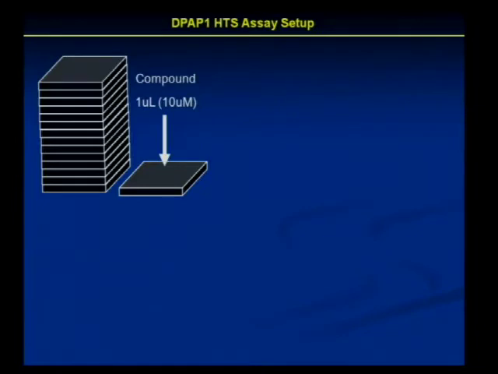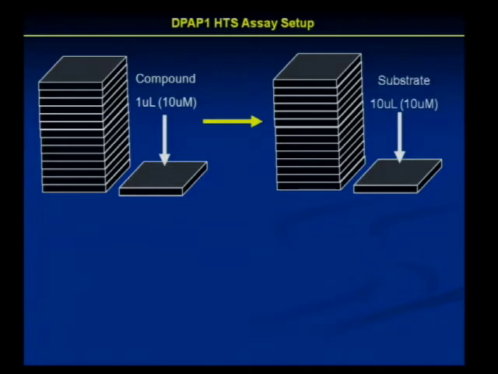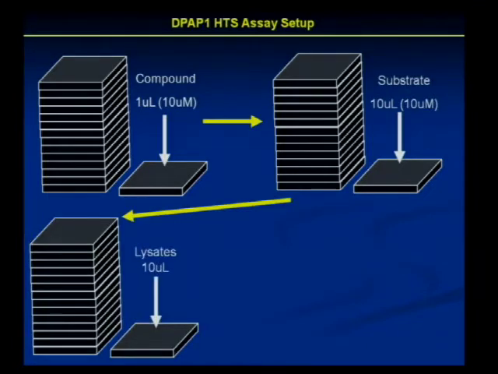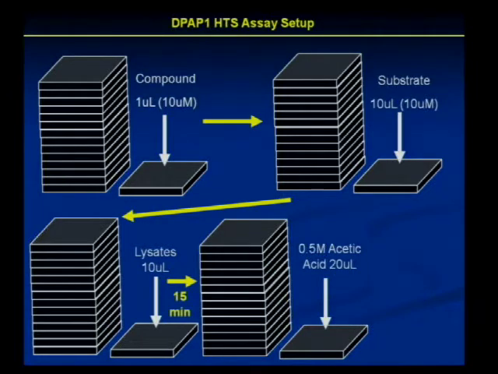So how did we actually physically run the assay at the SMDC? We take a stack of assay plates. We deliver 1 microliter of compound, with a final concentration of 10 micromolar. Then we add 10 microliters of substrate, and then 10 microliters of lysate. We let the reaction go for about 50 minutes, and then we quench the reaction with acetic acid. The reaction stops, and the signal is stable for several hours, so we have time to read the plate.